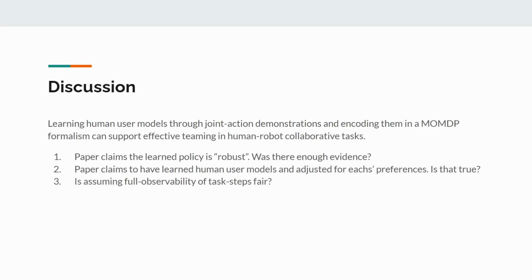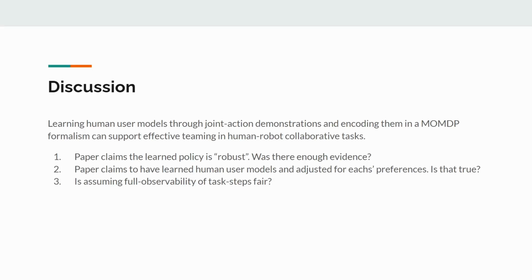One of the claims that this paper makes is that the learned policy is robust. Do you think there was enough evidence for this? I personally don't think there is enough evidence to claim that the learned policy is robust, specifically because there's only one experimental setup, and it didn't thoroughly test the benefit of the paper's proposed method over other methods, and for that reason, I don't think it was exactly robust.